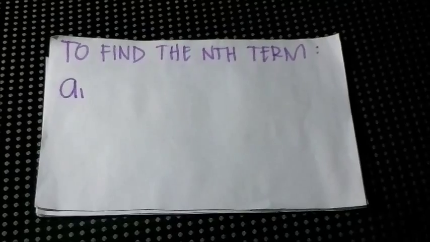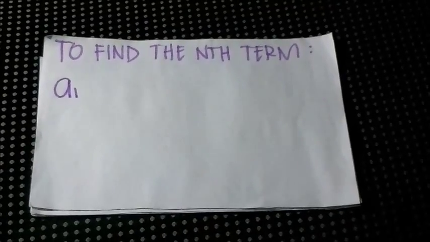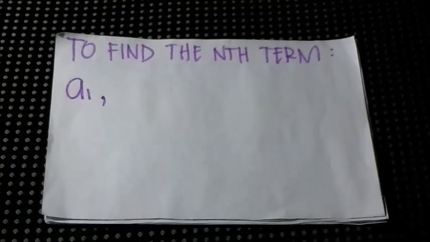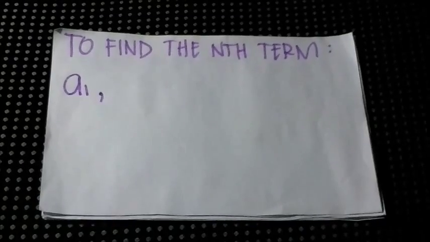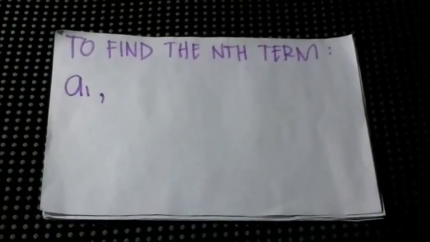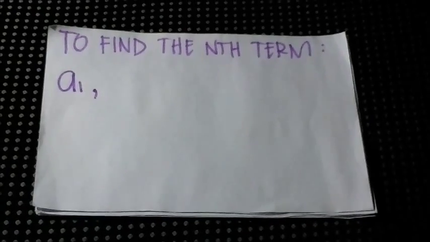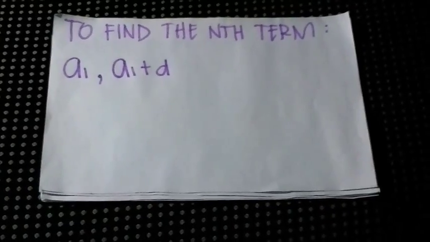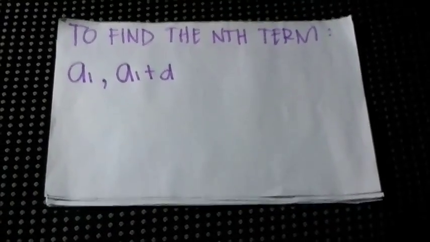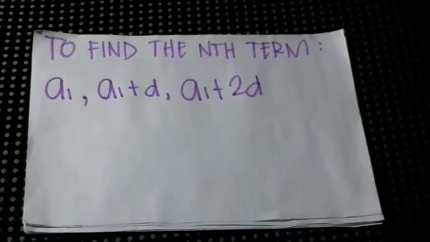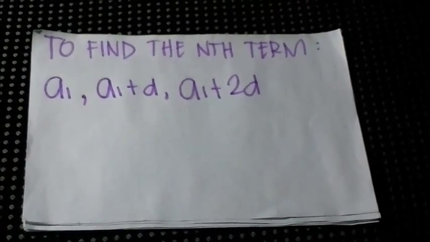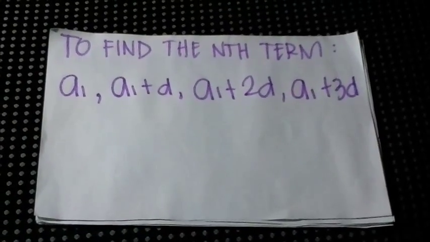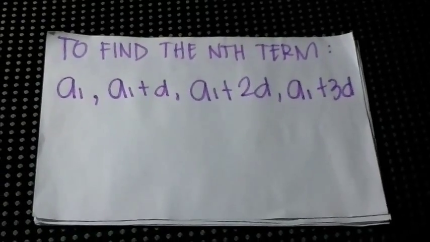Let's say the first term is a sub 1. Then, the second term will be the first term plus the common difference, which will be equal to d. Therefore, the second term will be a sub 1 plus d. The third term will be a sub 1 plus twice the common difference, which is d. And the fourth term will be a sub 1 plus 3d.